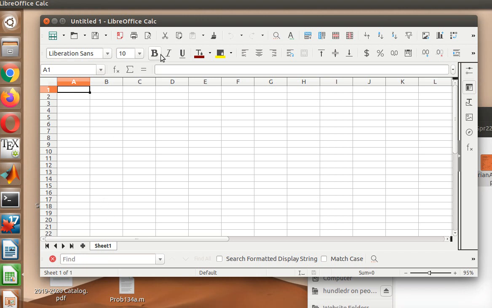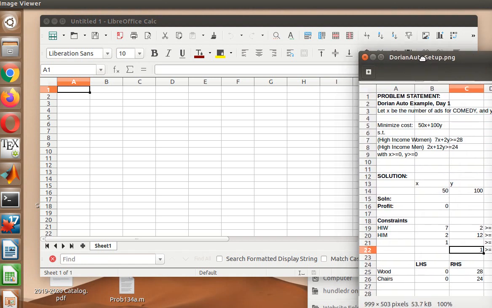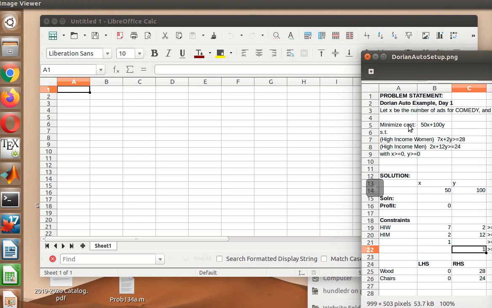Alright, so we're going to try to solve the Dorian auto problem using LibreOffice Calc. The computer I'm using is a Linux Ubuntu machine. So here's the problem statement. We talked about it in class.